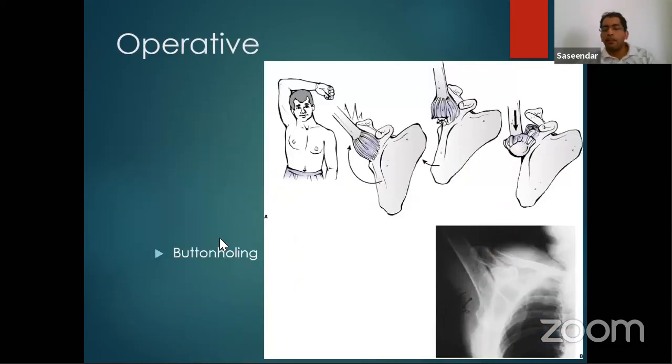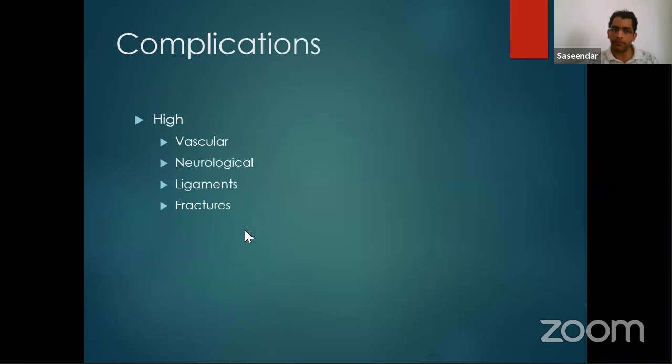Okay. There are some situations when there is buttonholing of the humeral head. That means there is a tear in the capsule. The capsule doesn't get stretched, but there is a tear in the capsule. The humeral head dislocates through the capsule, and it is not possible to reduce the shoulder joint anymore. So this is called buttonholing. It can need an open procedure in order to reduce it.